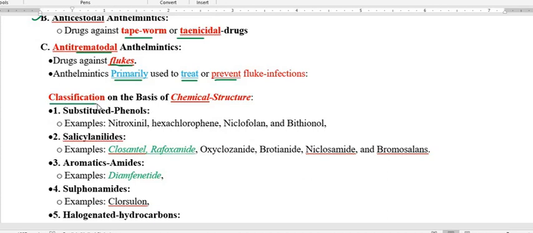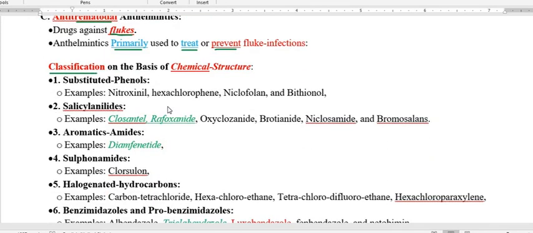This classification is again based upon the chemical structure, and most of the groups we already discussed either in antinematodal or anticestodal. Again we are going to discuss them under the antitrematodal also, and some are very specific for the flukes. Now let us start the classification of antitrematodal based upon the chemical structure.